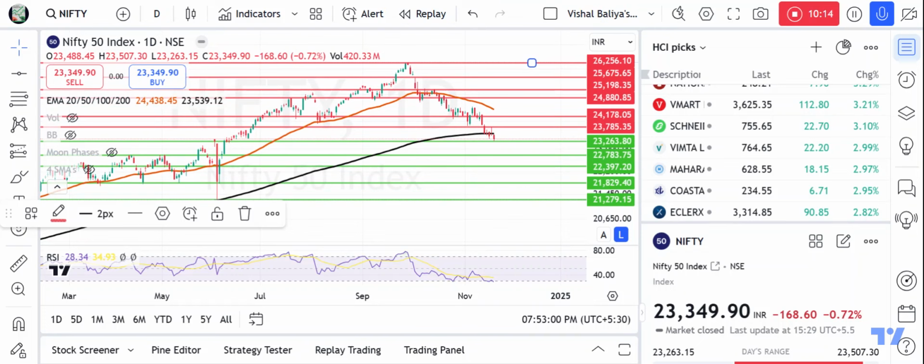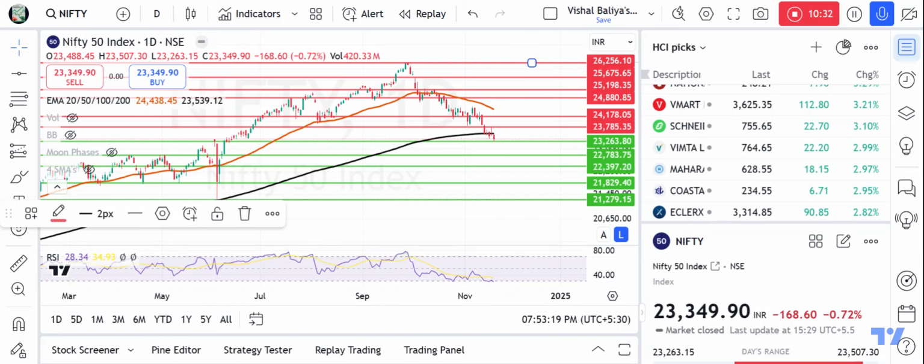Always think long term, always think about the new horizons, always look at the sectors that are going to outperform, always look at the fundamentals of the companies when you are trying to buy for the long term.